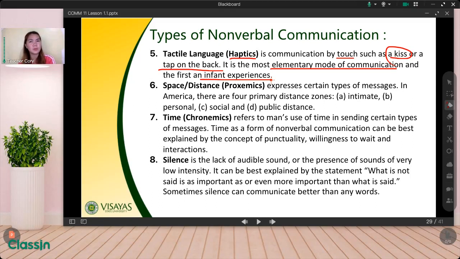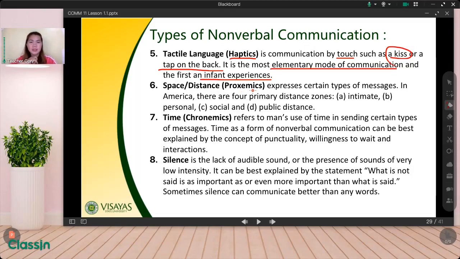From the moment that we were born, we were already communicating through touch. Our mothers or fathers, usually our moms, were really giving this to us, to provide us comfort and security. That's what infants really look for, security. That's why they always want to be carried and hugged.